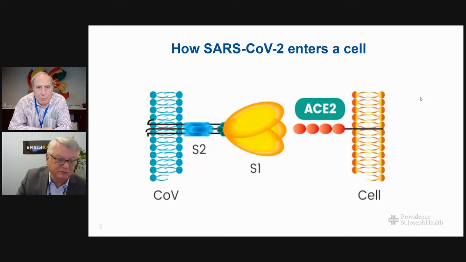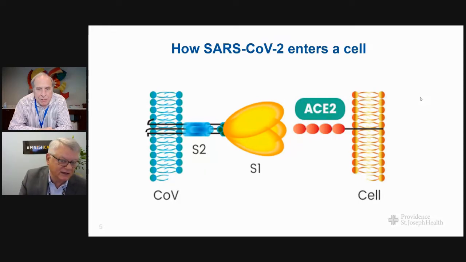This ACE2 target is present in our nasopharynx. It's present in our lungs. It's present on blood vessels. And the way that this happens is we inhale virus via droplets, or we pick it up from touching things. It gets into our nasal passages or eye, and then finds its way to these cells.